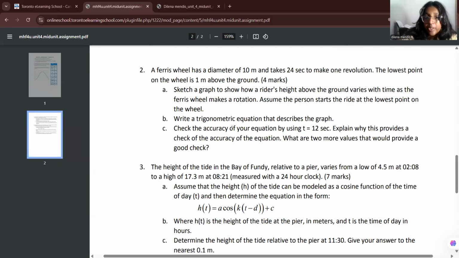B. The trigonometric equation that describes the graph. C. Check the accuracy of the equation by using t equals 12 seconds. Explain why this provides a check of the accuracy of the equation. What are two more values that would provide a good check?